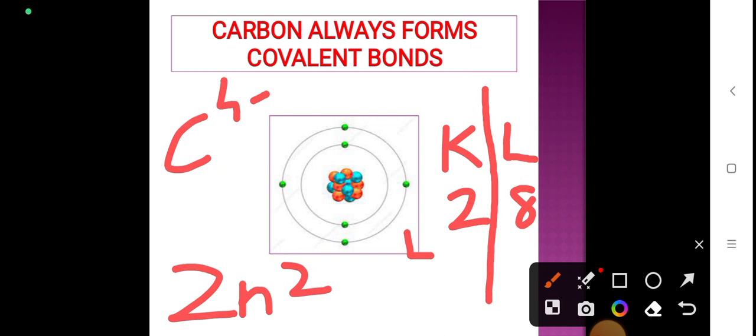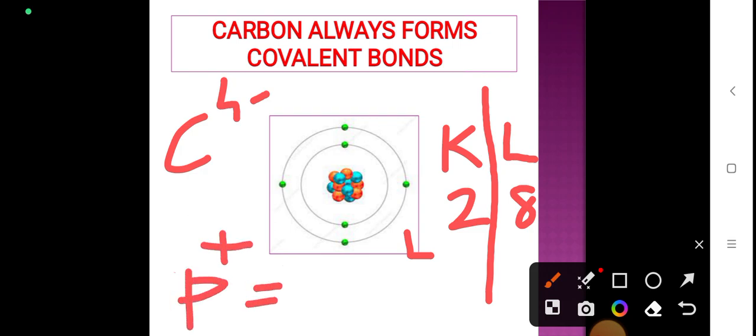But in this situation, since the number of protons is going to be 6, and now the number of electrons will be 10, because we know that in an atom the number of protons and the number of electrons are always equal. So in carbon the number of protons is 6 and the number of electrons, since it has gained 4, is going to be 10. So 6 is not equal to 10, it's going to get instability.